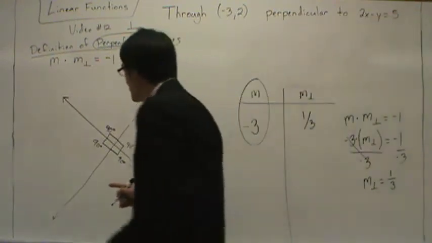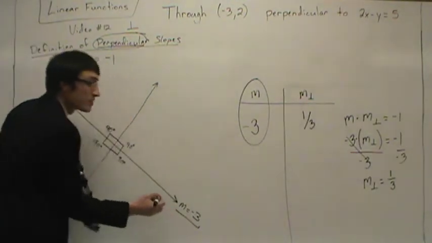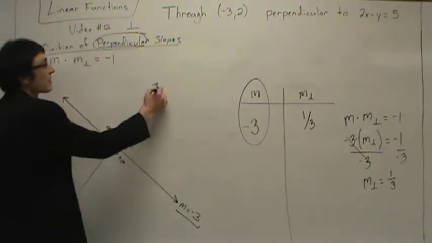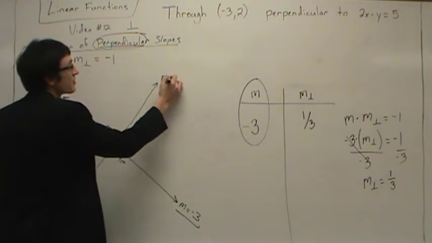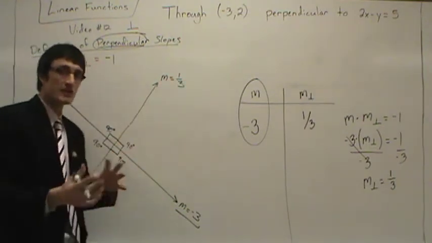Okay, so we've established that the perpendicular slope is positive 1/3 using the definition. Now, it makes sense. If the original line had a negative slope, we would agree that the perpendicular line has some sort of positive slope. In this case, a positive 1/3 slope. Now, there's a trick to figuring this out.